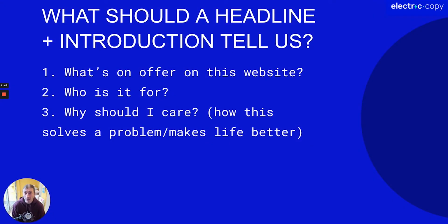Okay, so when people land on a website for the first time, the website needs to answer three fundamental questions for them. Firstly, it needs to tell them what's on offer on this website, meaning what can they actually get here. Secondly, it needs to tell them who is this actually for, and this is important because the reader wants to know that they're in the right place and that what they're seeing here is relevant to them. Lastly, they need to know why they should care about this. How does it solve a problem for them or make their life better?